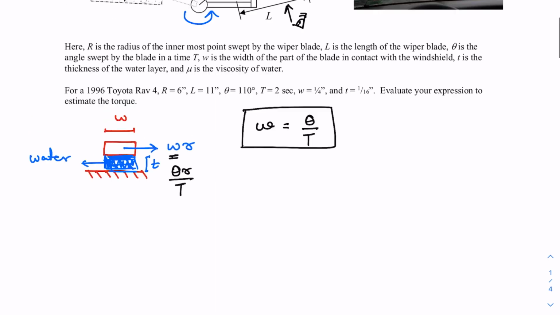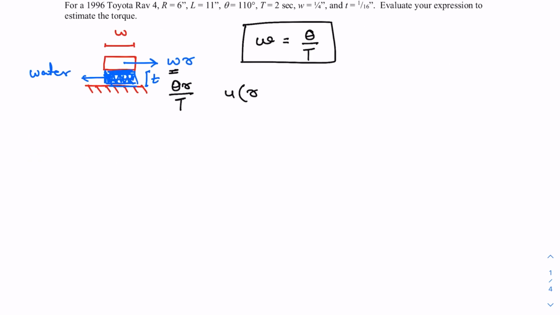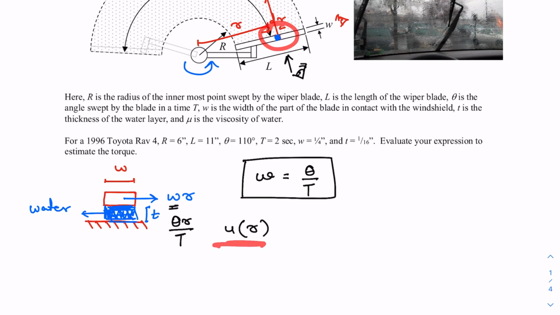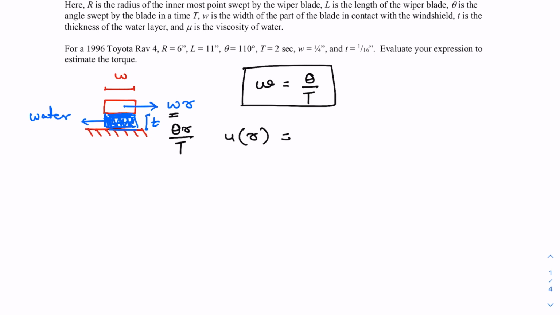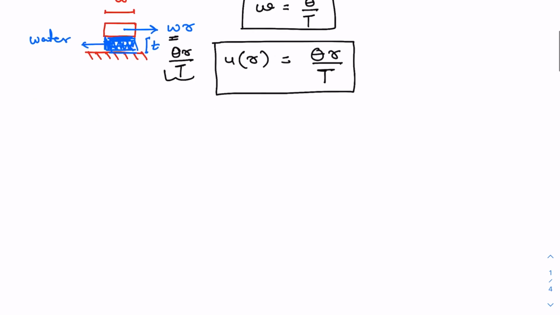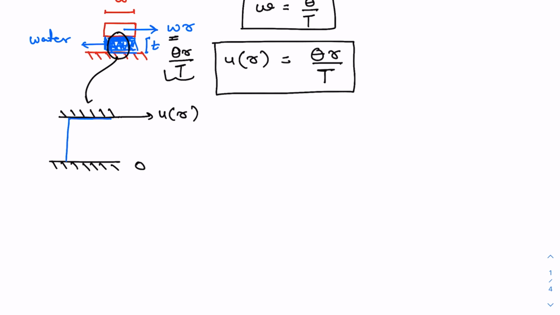So again, the velocity at which the small area element at a distance r is moving, I'll denote it by u as a function of r, is basically omega r, which is theta r by t. And if I zoom in here, I have the top surface moving with the velocity u of r. The bottom surface is stationary, so it is not moving. And the water, which is close to the blade surface, moves again with the same velocity u of r.